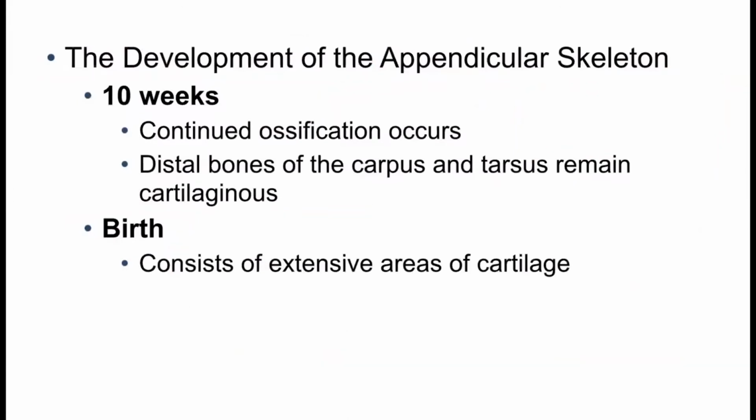The appendicular skeleton at 10 weeks continues the ossification, continues bone growth. The distal bones of the carpus and the tarsus, the wrist and the foot, remain cartilaginous. At birth, you still have extensive areas of cartilage. Okay, all the bone is not formed when you're born. You're still fine. Babies are very flexible. That's because a lot of the bones haven't developed and there are a lot of areas of cartilage.